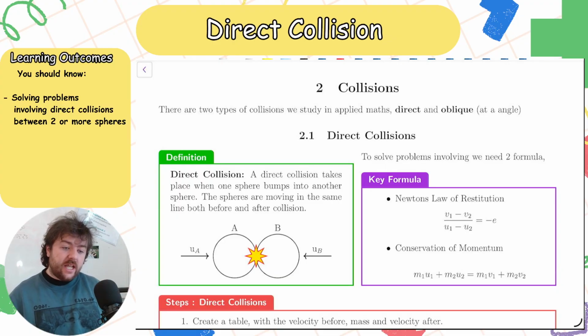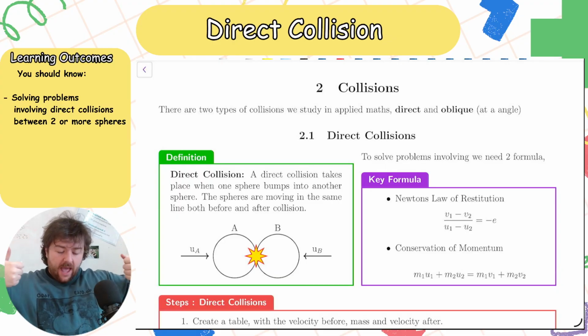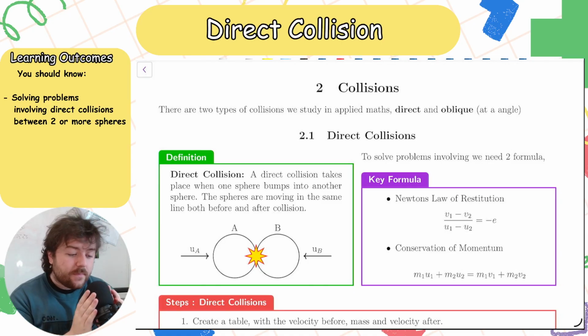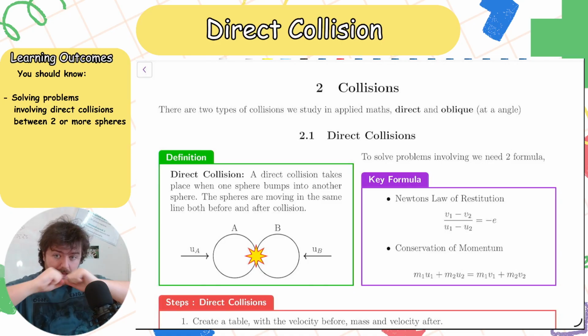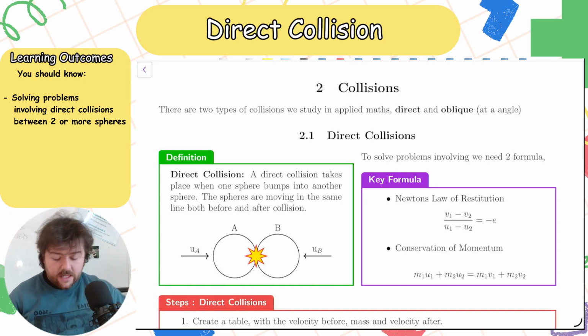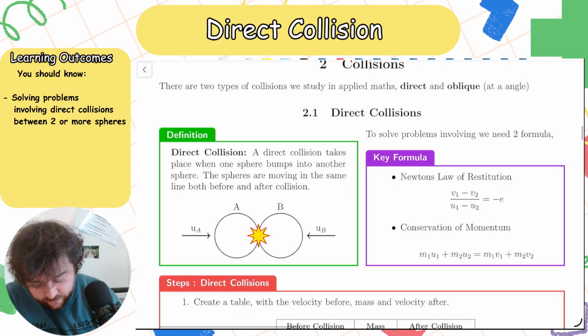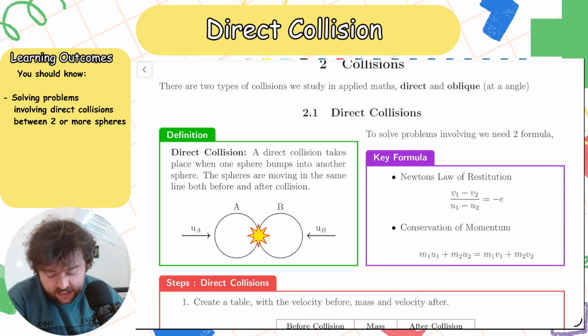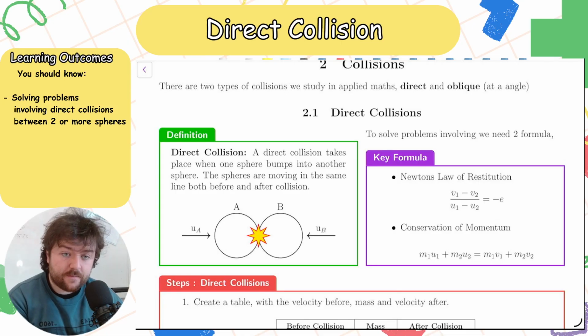A direct collision is just two objects colliding directly in a straight line, right? They move in the same line before and after collision. An oblique collision is when they meet at an angle to each other. A direct collision takes place when one sphere bumps into another sphere, and these spheres are moving in the same line before and after collision.